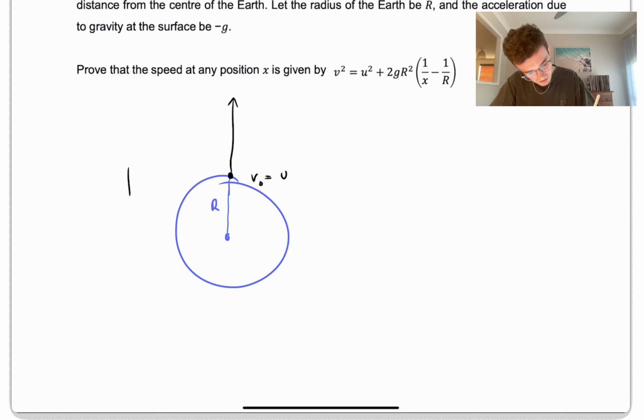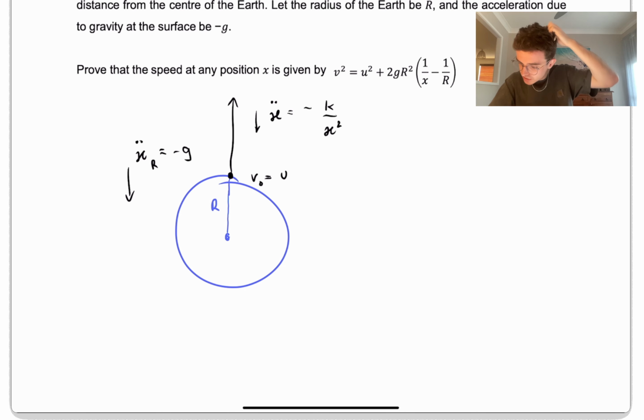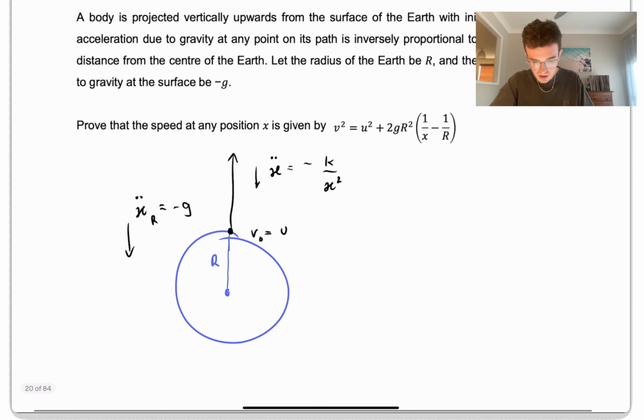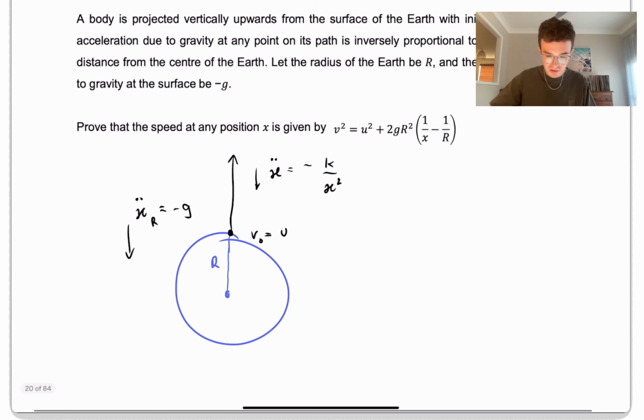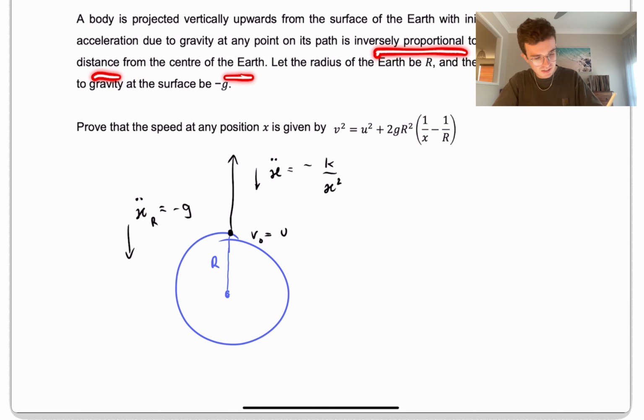Now we do know that we've got some acceleration going down, x double dot at r, so my acceleration at the surface of the Earth is minus g. And we know that the acceleration anywhere else, we're told it's inversely proportional to its distance from the center of the Earth squared. We're told to define x. We're going to say x is the distance from the center of the Earth, because this says inversely proportional to its distance from the center of the Earth. So x is my distance from the center of the Earth.